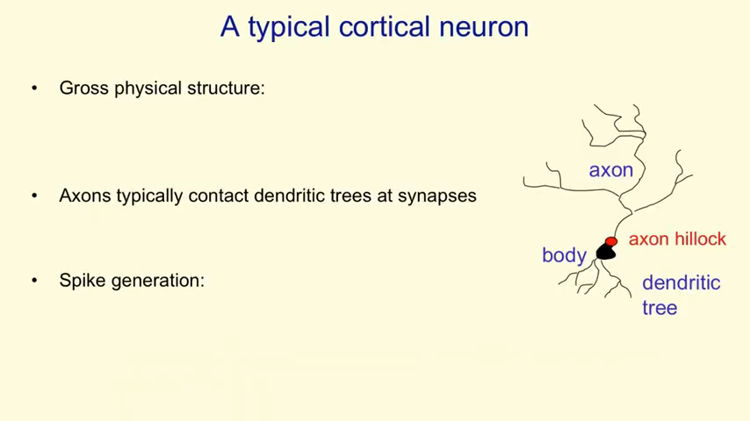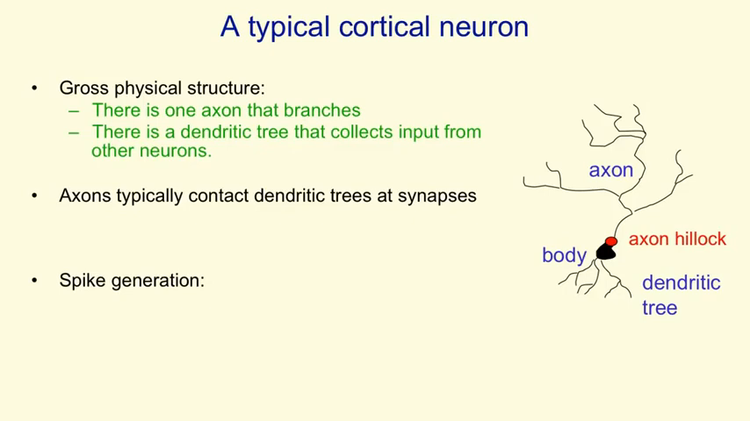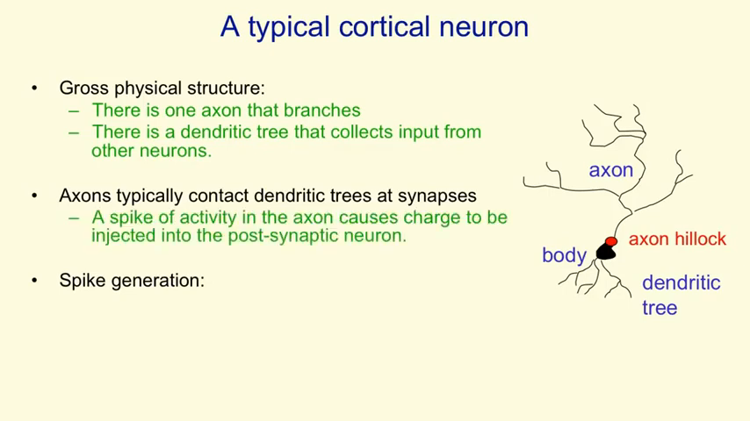I'm going to talk more in this video though about how the brain actually works. A typical cortical neuron has a gross physical structure that consists of a cell body and an axon where it sends messages to other neurons, and a dendritic tree where it receives messages from other neurons. Where an axon from one neuron contacts a dendritic tree of another neuron, there's a structure called a synapse, and a spike of activity travelling along the axon causes charge to be injected into the postsynaptic neuron at a synapse.